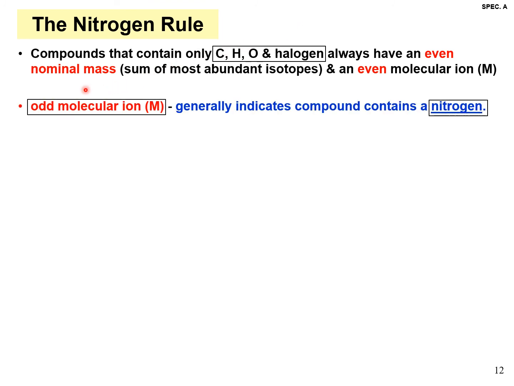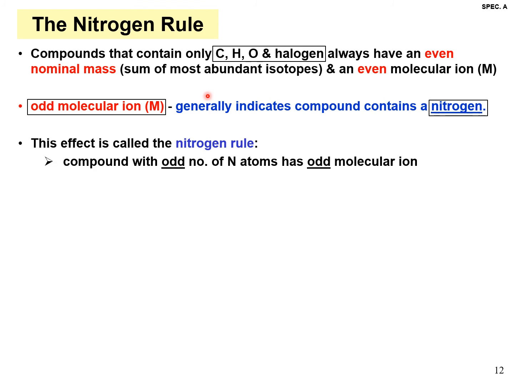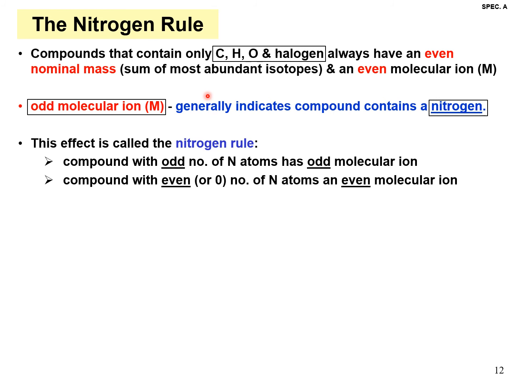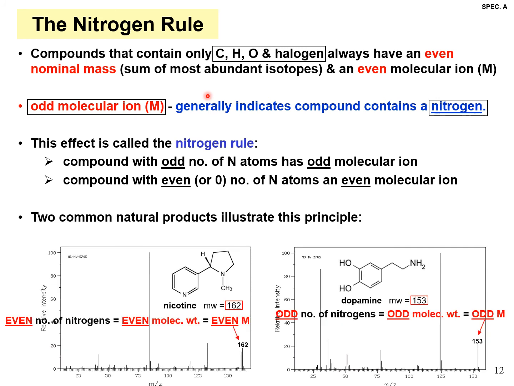If you have an odd molecular ion, this will generally indicate the presence of a nitrogen. This is called the nitrogen rule. So compounds with an odd number of nitrogens will have an odd molecular ion. Compounds that have no nitrogen, or that have an even number of nitrogen atoms, will have an even molecular ion.